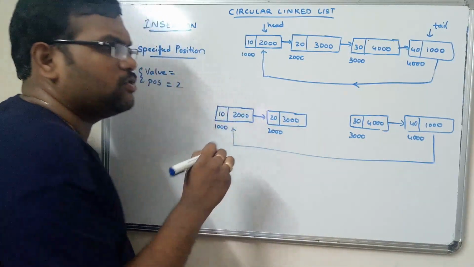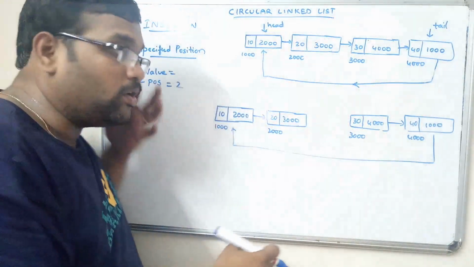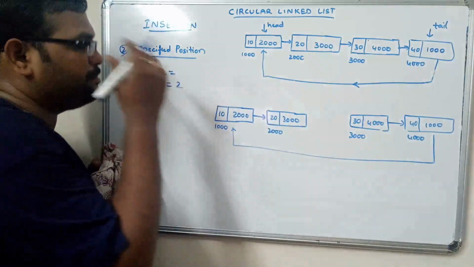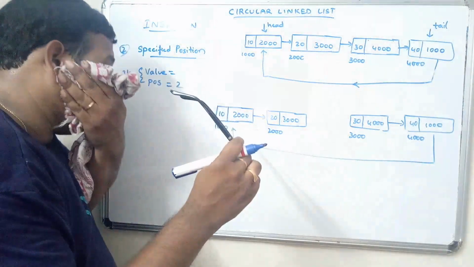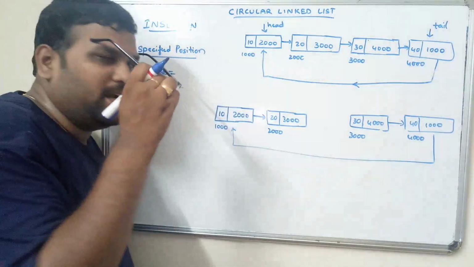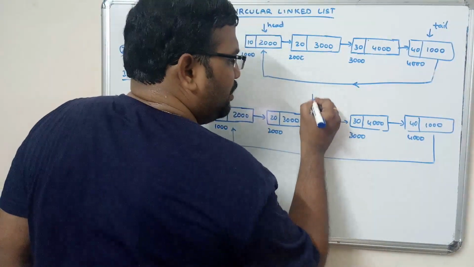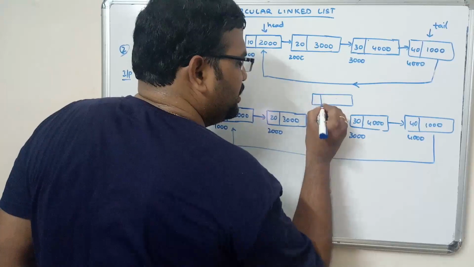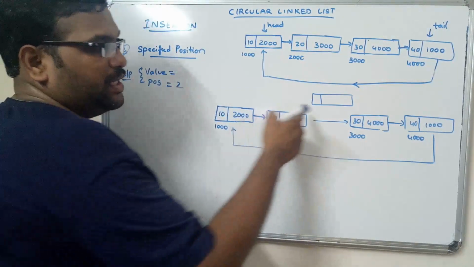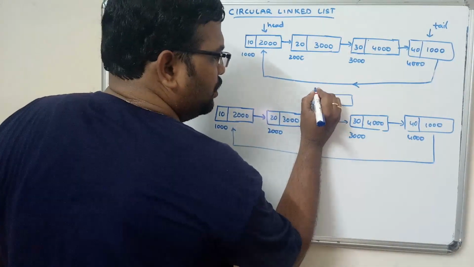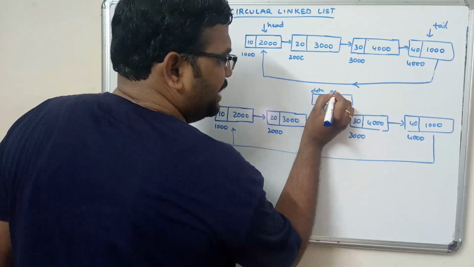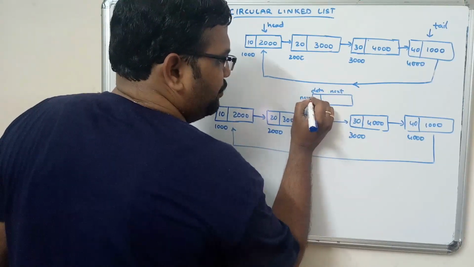So here the logic is not changed for both the single linked list or double linked list, because the specified position logic is the same for both the single linked list and circular linked list. Now let there be a connection here and we need to insert an element here itself. So it is the data, it is the next, and this is the new.